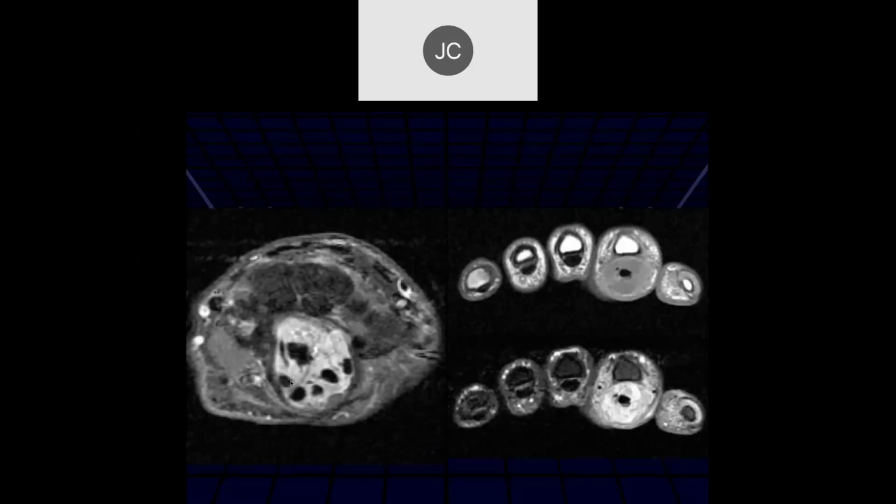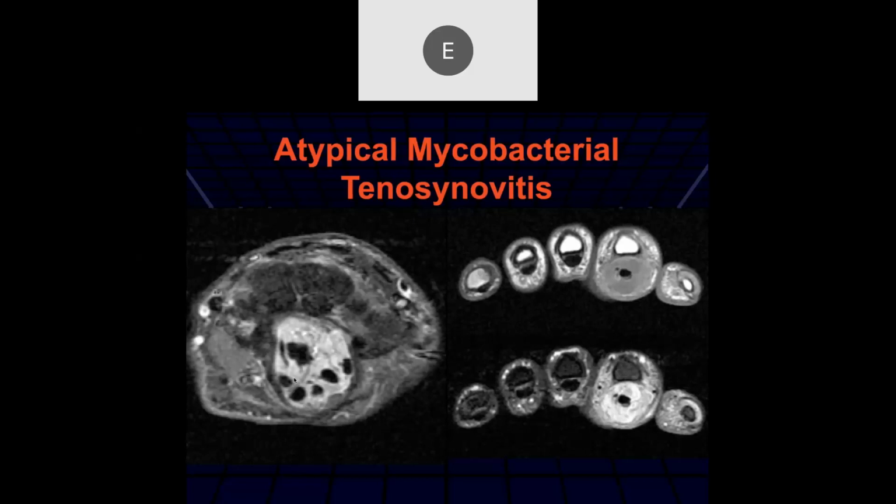Okay, so here we see thickening or tenosynovitis of the flexor tendons with marked synovial thickening, particularly extending to that second digit. Right. This is extensive flexor tenosynovitis, and this also is atypical mycobacterial disease.